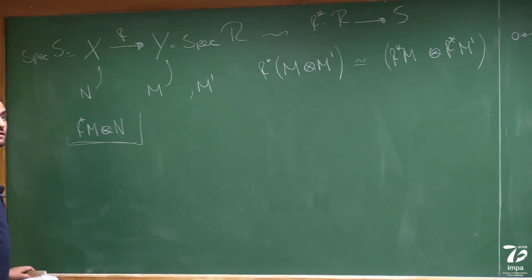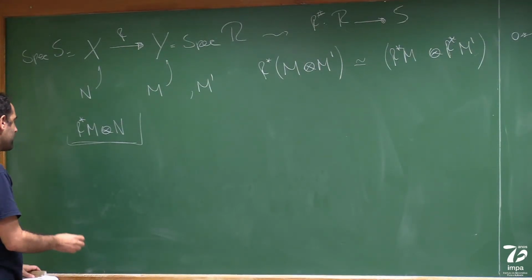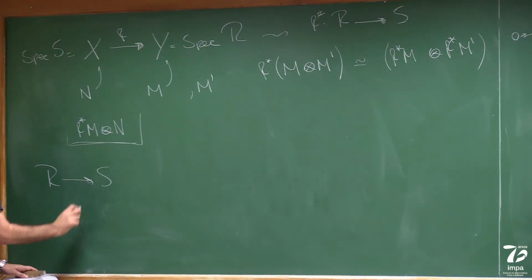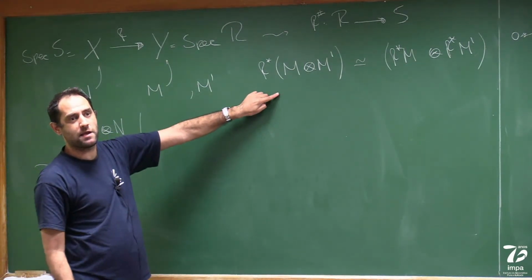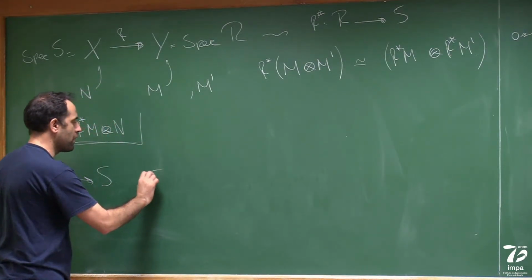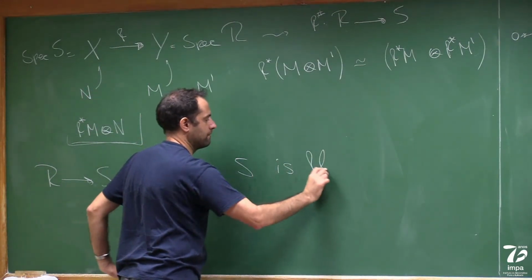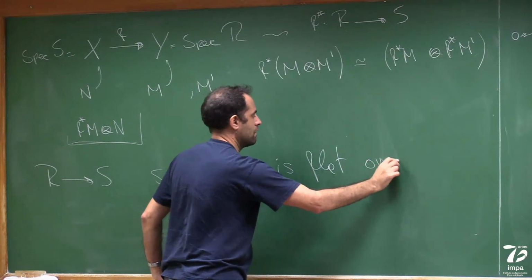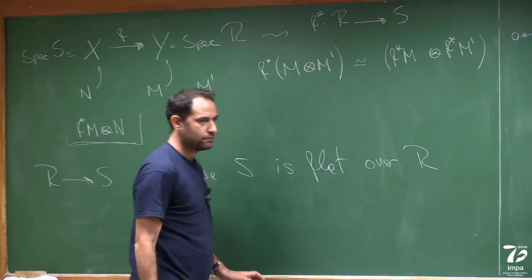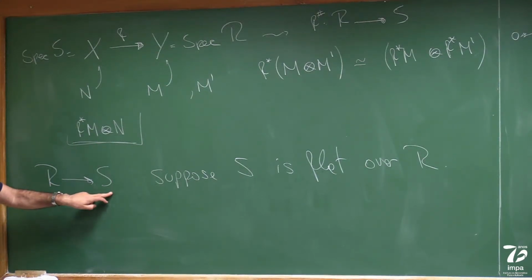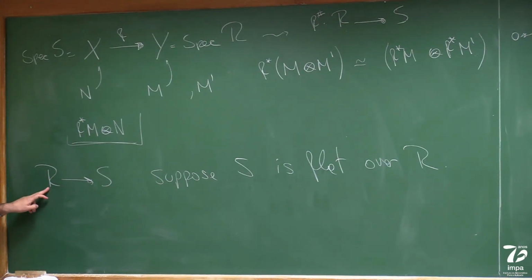Okay, and now I'll forget that these rings were commutative so that I could take the spectrum. And let's just take arbitrary two rings. So let's take a morphism of rings, R to S, and I'll add the assumption so that this statement that I made here is factually true. Let's suppose that S is flat over R. So this is a morphism of rings, S is a flat R module.